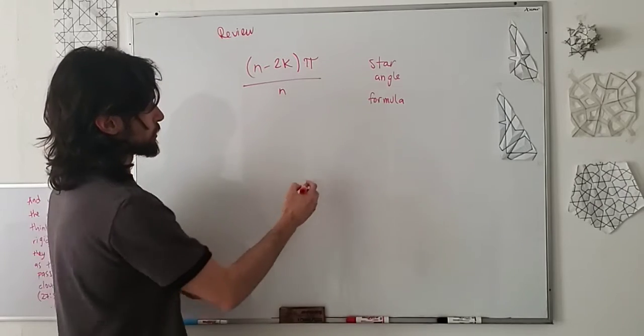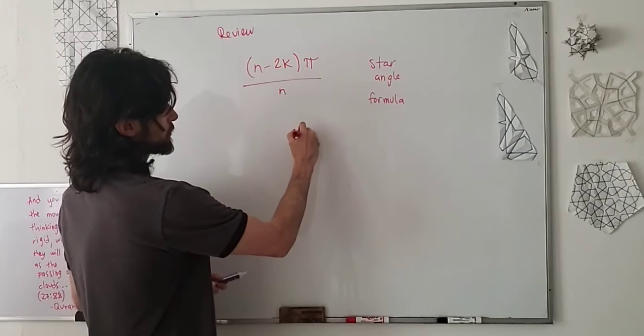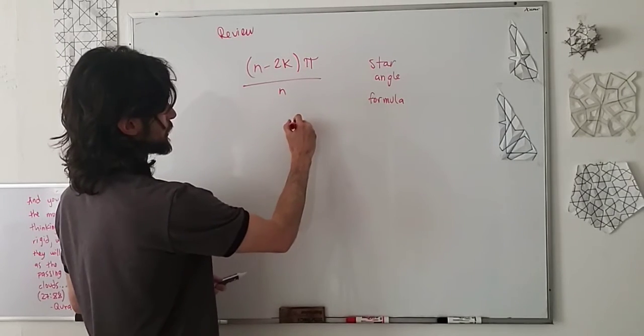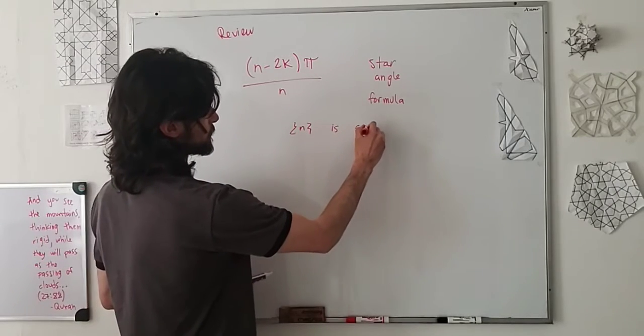So if I were to say something like, well, just to be clear though, n is whatever polygon, rather like this. So n is any polygon.